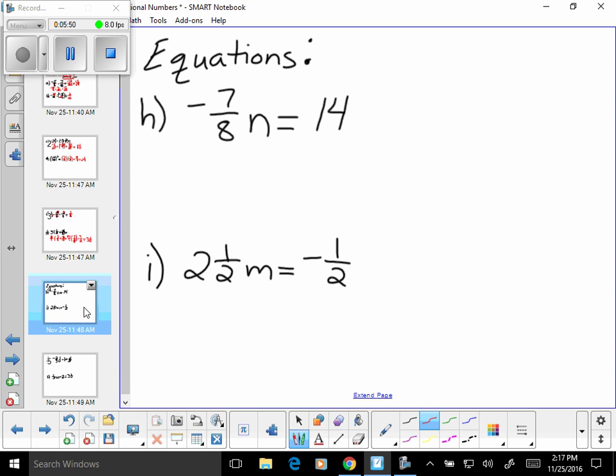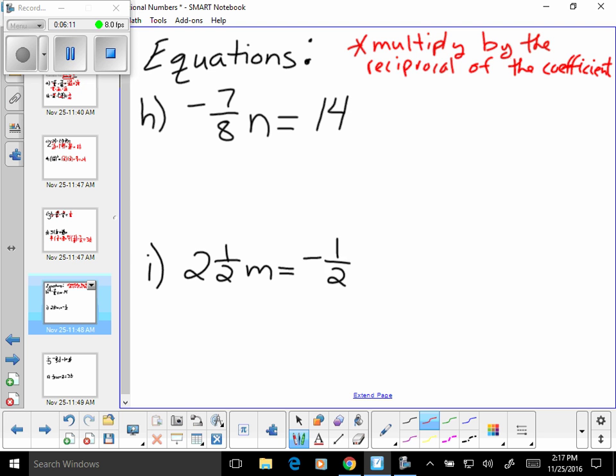Yes, I can do equations. This should ring a bell. Multiply by the reciprocal of the coefficient. That is a key point in math. I stressed it a lot last year, stressing it again this year.